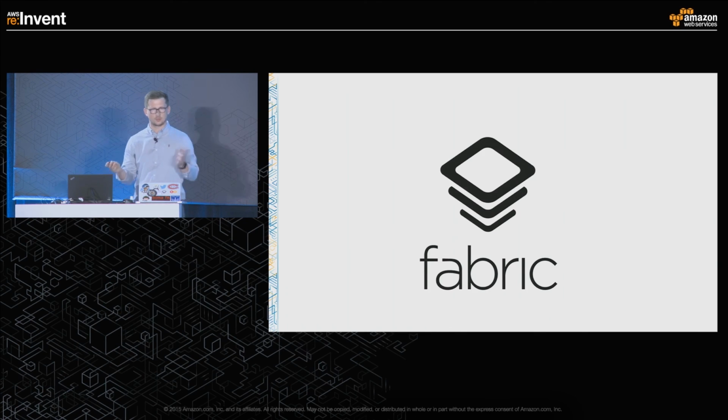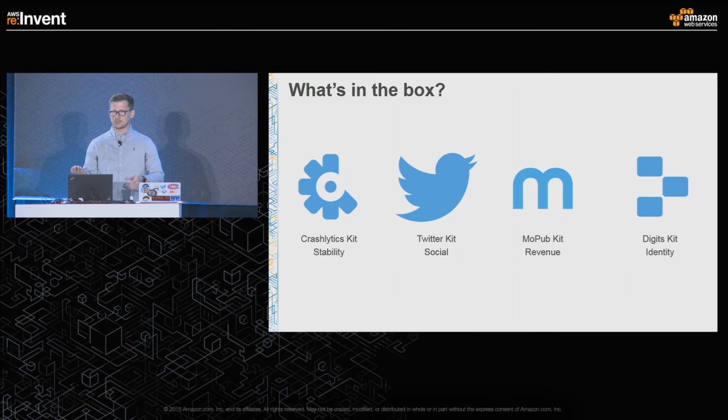I'm sure everyone knows Twitter, the app, Twitter, the website. Some of you might know our API. We have a product called Fabric. Fabric is a set of tools for mobile developers. There are 4 SDKs inside. We call them kits. So there's one for stability, one for revenue, social, Twitter, and the last one is identity. So the identity piece is called Digits. Digits allows you to authenticate users based on their phone number.